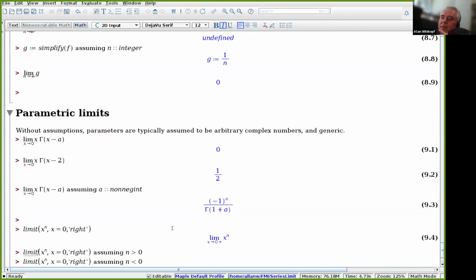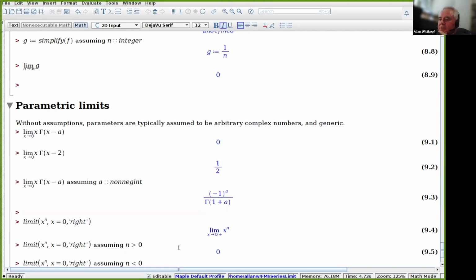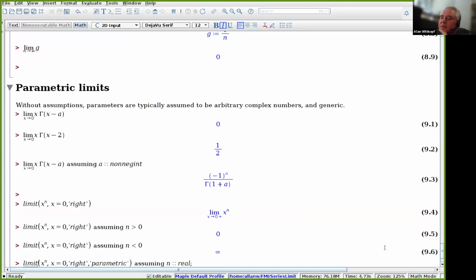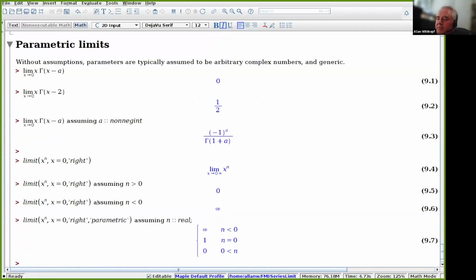Now, if we want to compute the limit of x to the n as x goes to 0 from the right for just an arbitrary n, it returns unevaluated. And if we assume n is positive or negative, we get very different values. For n positive, it's 0, and negative, it's blowing up to infinity. This then demonstrates that we can call limit with the parametric argument.